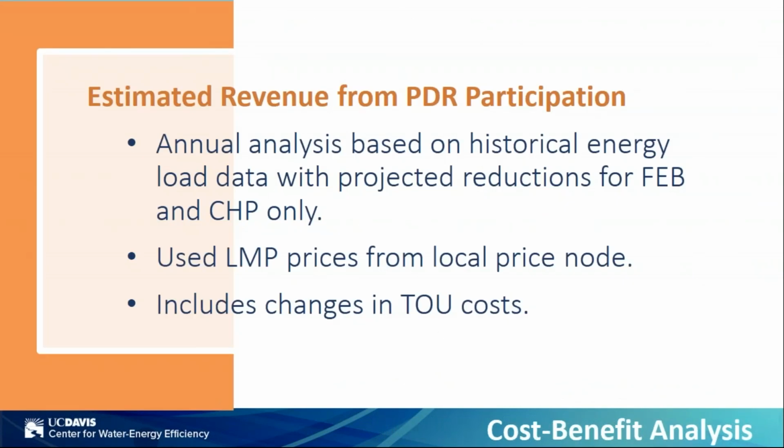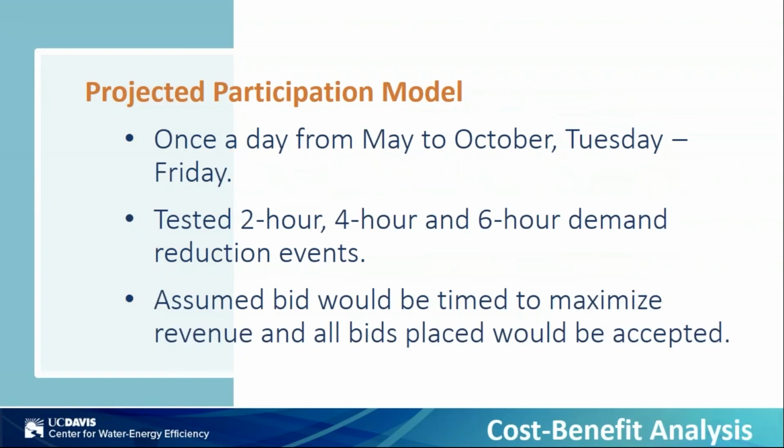And I know we're running out of time here, so I'll try and go through this part quickly. But we also did a cost-benefit analysis to see what annual revenue would be from PDR participation based on just the FEB and CHP usage, because those were the only ones that could be somewhat accurately measured through the PDR baseline methodology. We used LMP prices from a local price node, and this analysis also included the changes of energy cost based on time of use rates.